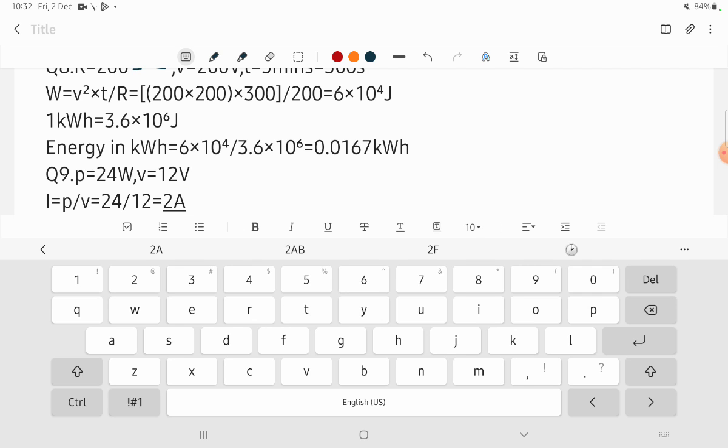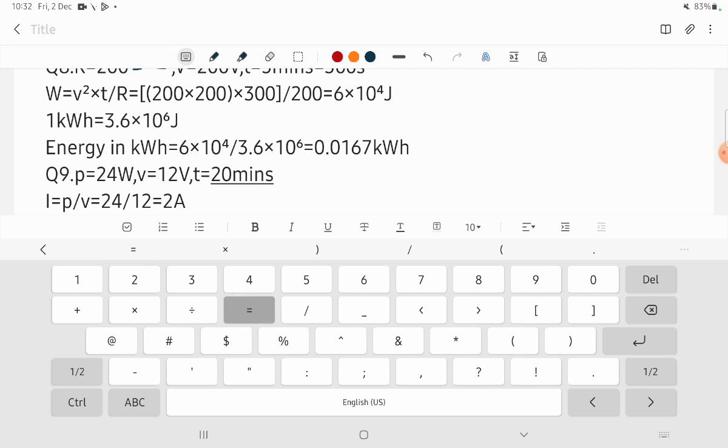Okay, the battery is used for 20 minutes, so the time is also given, T equal to 20 minutes, that is equal to 20 into 60, 1200 second.